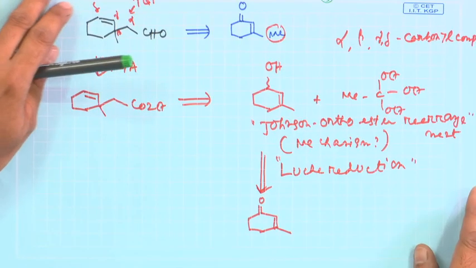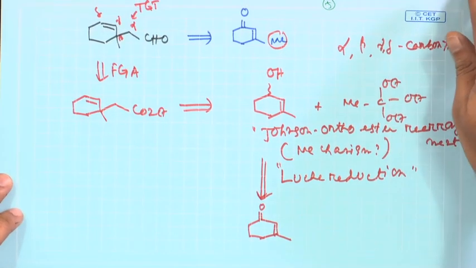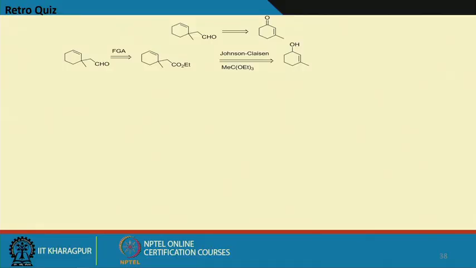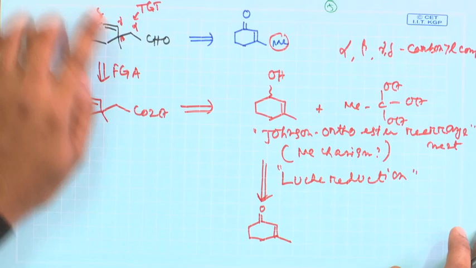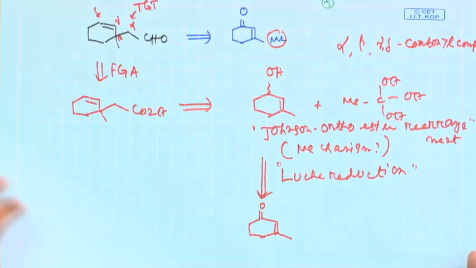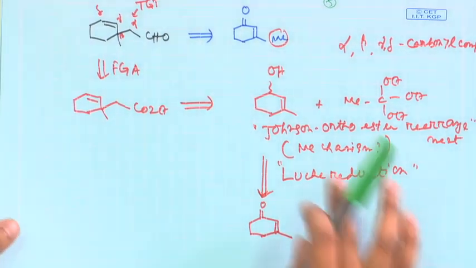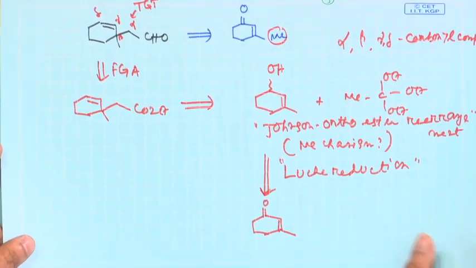Welcome back. If you remember last week's discussion, we're trying to continue it. We were discussing a retro, which you can see in the slide, and we said the compound we will be trying to do a retro on, having an alpha beta gamma delta unsaturated carbonyl compound, is basically an aldehyde functionality. We said a couple of important name reactions: Johnson-Claisen rearrangement and Luche reduction. So what are those?